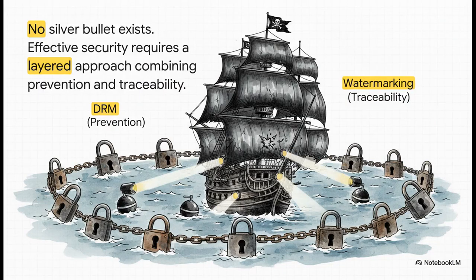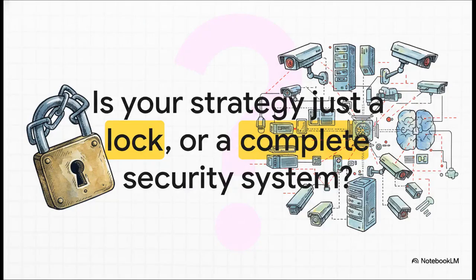So at the end of the day, the big takeaway is this: there is no magic bullet for stopping piracy. Effective security always requires defense in depth. You have to layer your preventative tools like DRM with your traceability and accountability tools like forensic watermarking. That's just how it's done now. It's the modern standard. So that leaves us with one final question, and it's one you really need to ask about your own setup. Take a hard look at your architecture. Is your content protection strategy just a simple lock on the door, or have you actually built a complete security system? One that has the intelligence to not only prevent a breach, but to tell you exactly who's responsible when one happens.